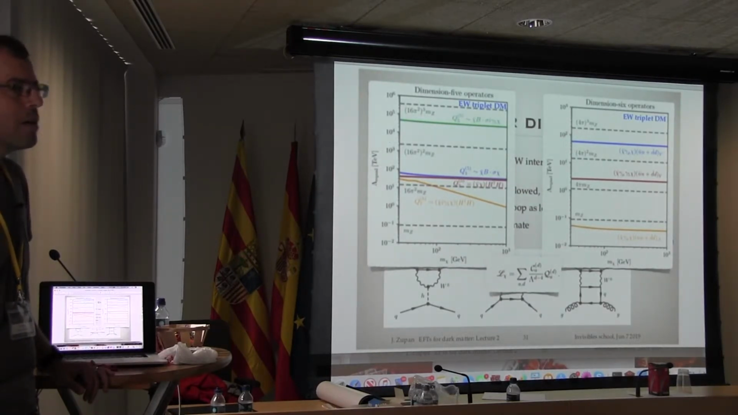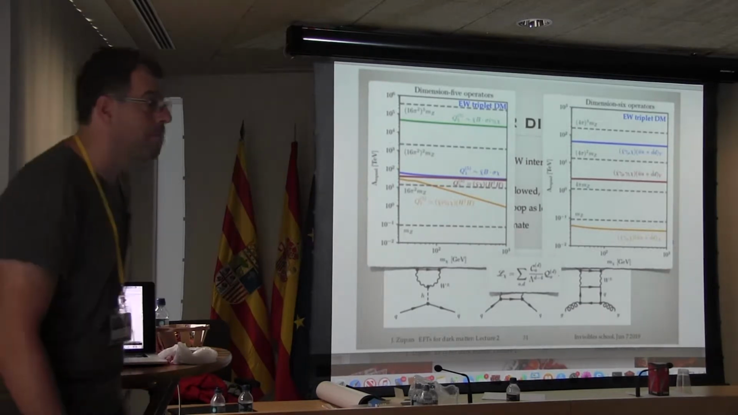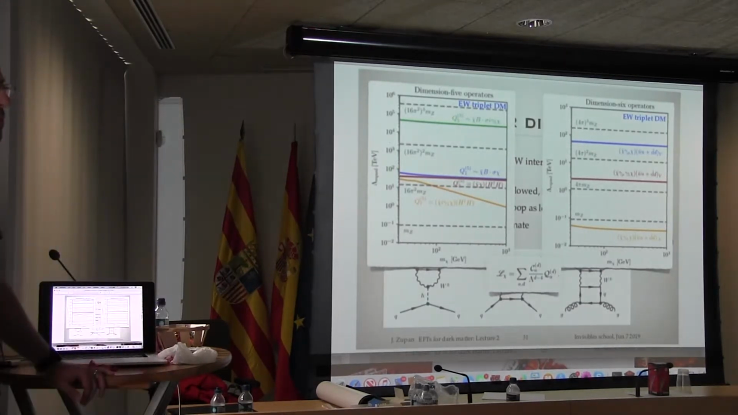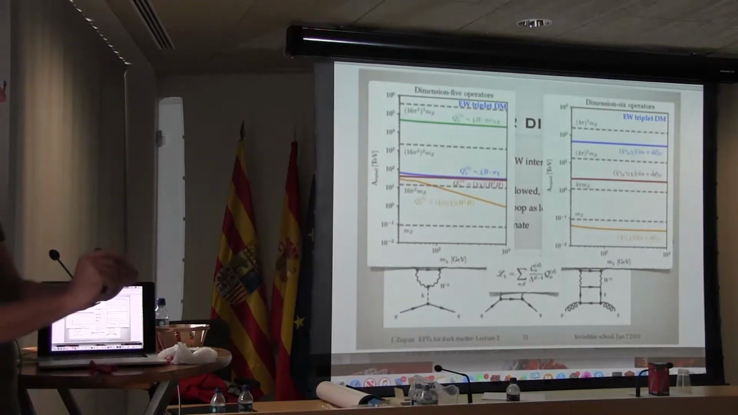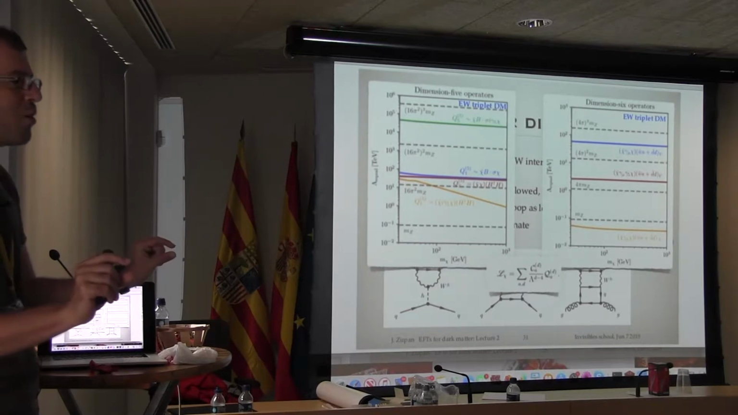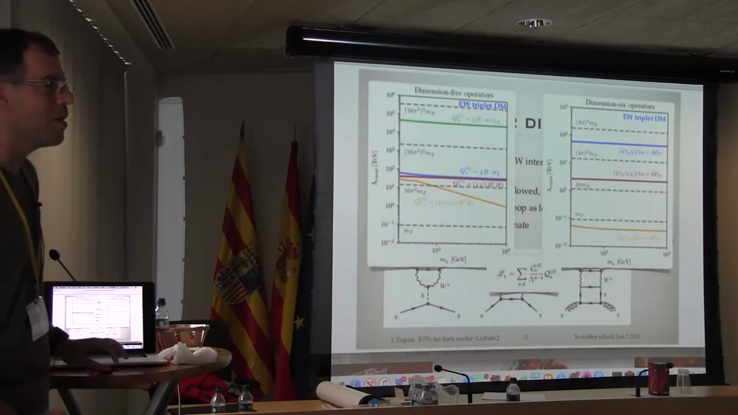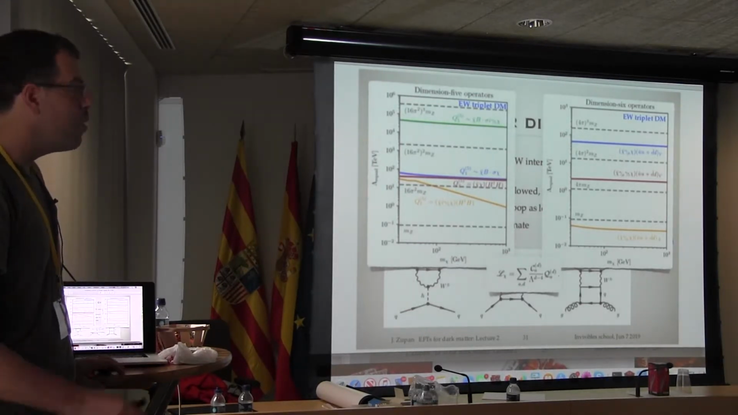If it is a fermion, it's a quintuplet. If it is a scalar, I think it's a septuplet. Exactly. And that one is yellow coded because there are two other couplings, so you don't really know what the cross section is. So you're right.